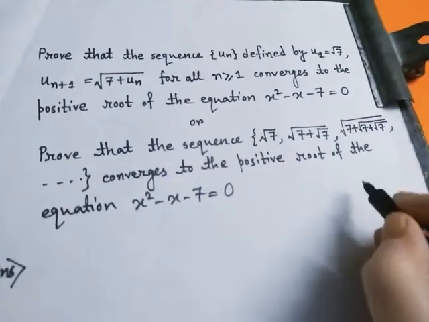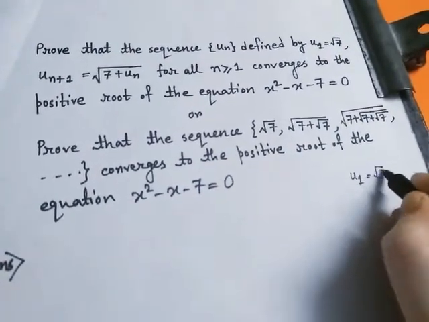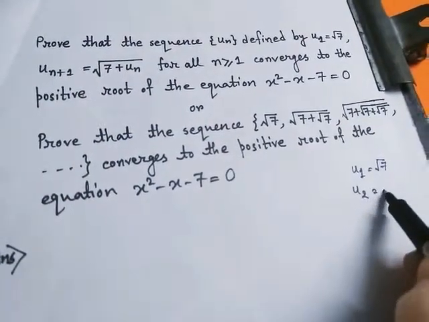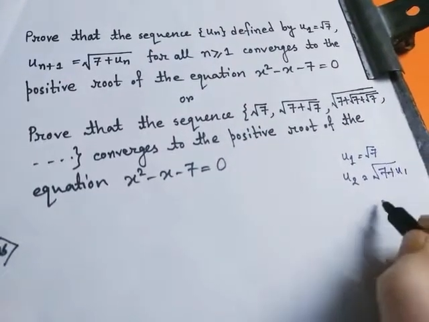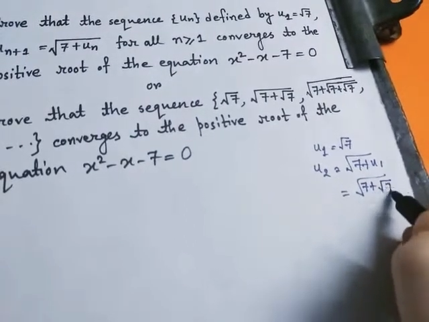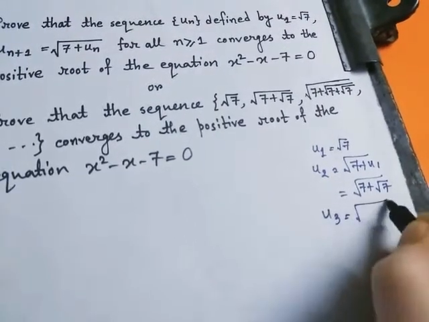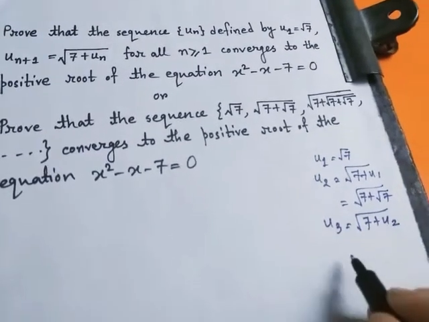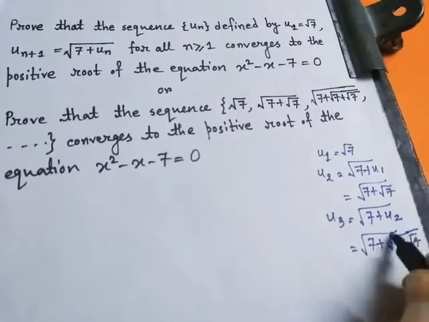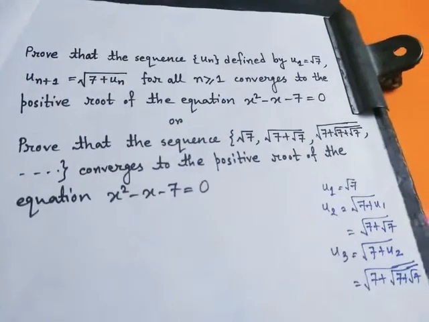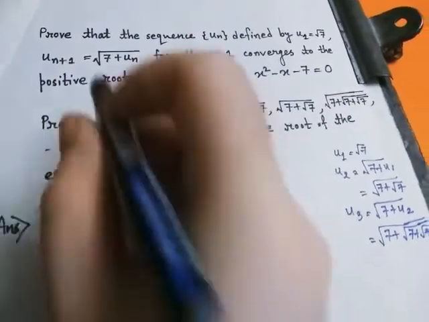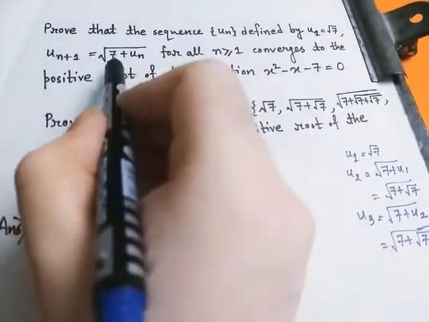Now see that the first term u_1 is √7. Now from here put n = 1. Then u_2 = √(7 + u_1). That means here we put the value of u_1, so √(7 + √7). Similarly u_3 = √(7 + u_2), which means √(7 + √(7 + √7)). So these two questions are equivalent, the same question. So first, u_{n+1}² = 7 + u_n.